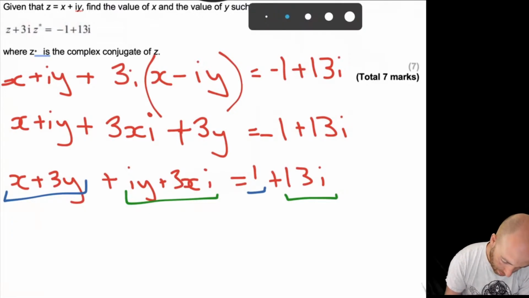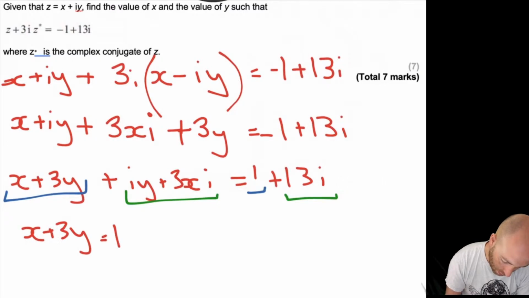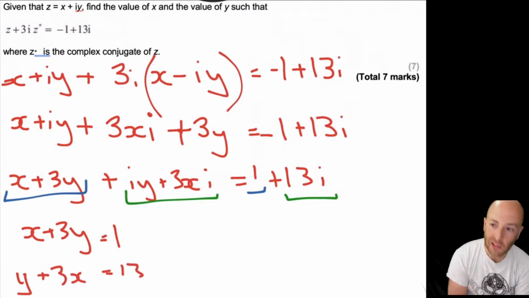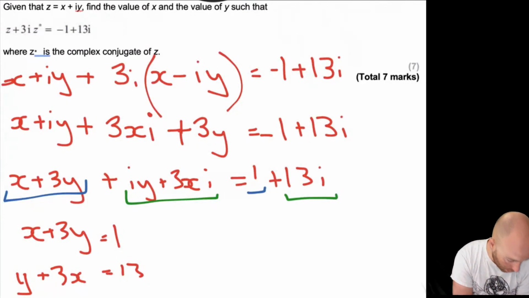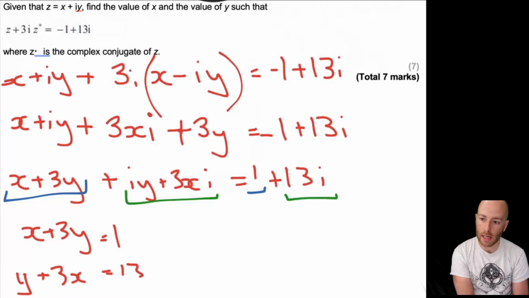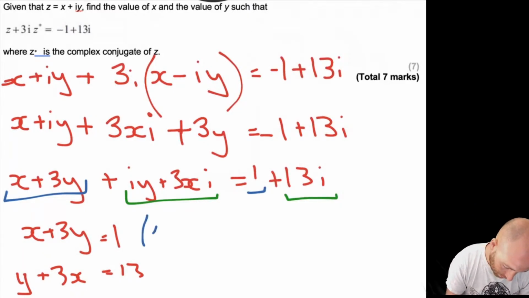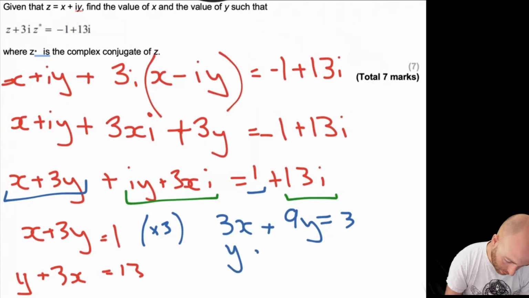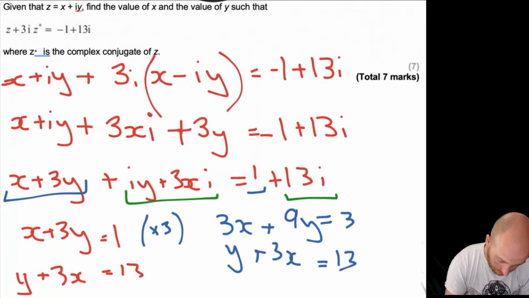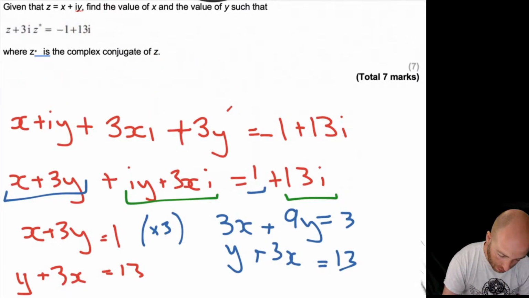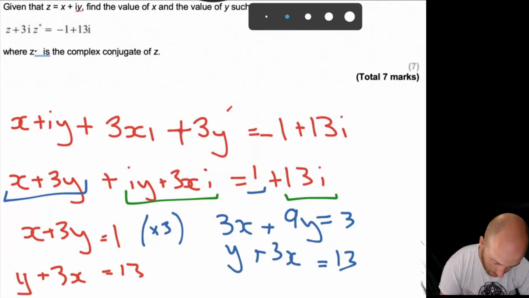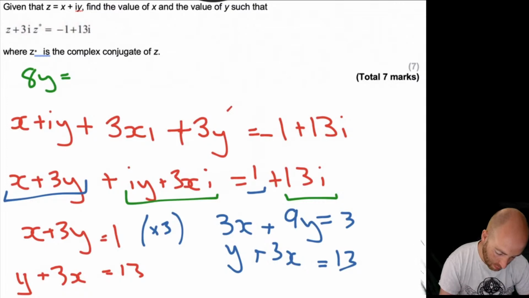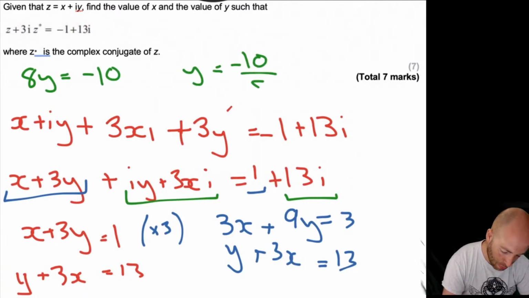So x plus 3y equals minus 1, and also y plus 3x is equal to 13. We're going to try and solve these two simultaneously. There's a number of ways we can do that. I'm going to times the top equation by 3 and subtract them. So 3x plus 9y equals minus 3, and here we've got y plus 3x is 13. Subtracting those, we get 9y take y, which is 8y, equals minus 3 take 13, which is minus 16. So I get y equals minus 2.